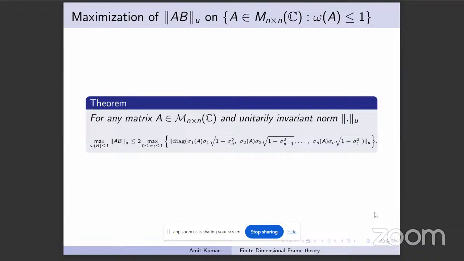The first problem we have, as we mentioned above, is problem 1. In that regard, we give this theorem. For any matrix A belonging to Mn(C) and unitarily invariant norm U, the maximum of the norm of AB such that the numerical radius of B is less than or equal to 1 is less than or equal to 2 times the maximum of this. I mean, we get a function on Rn and bound it in terms of a function on Rn.